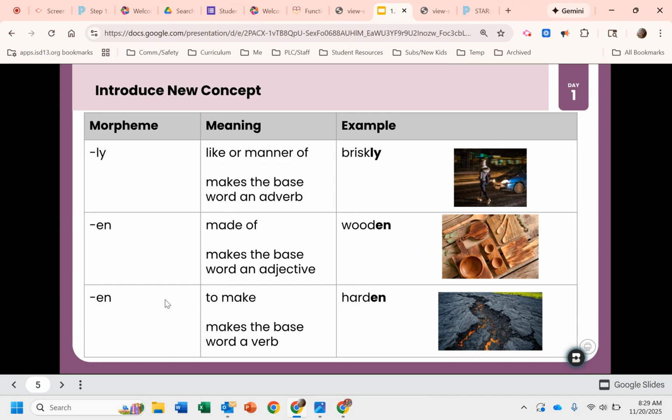I will read a sentence aloud. You will identify the adverb that ends in the suffix ly and tell me the question it answers. I'll model the first one for you. The sentence is, she quickly finished her homework so she could go outside to play. How did she finish her homework? Quickly. So then quickly is the adverb, and it answers how she finished her homework.